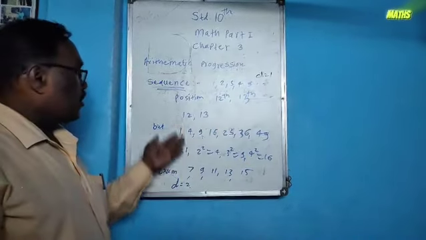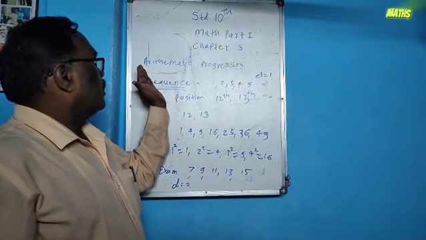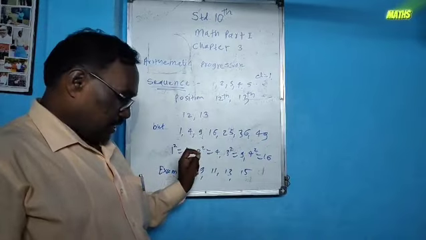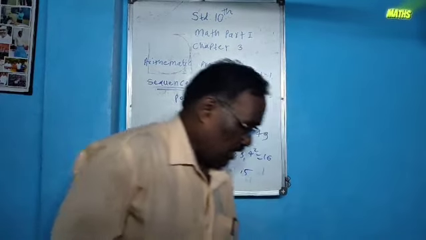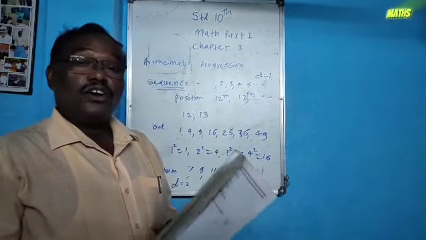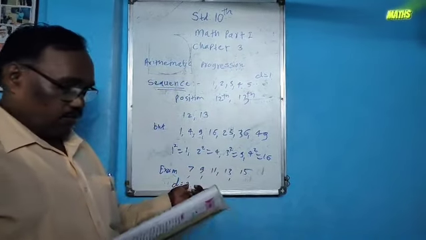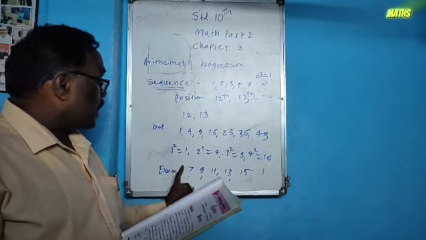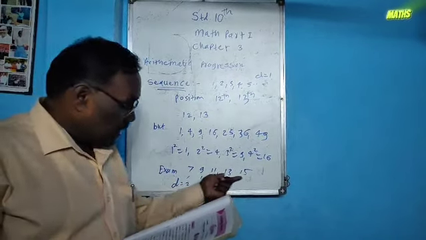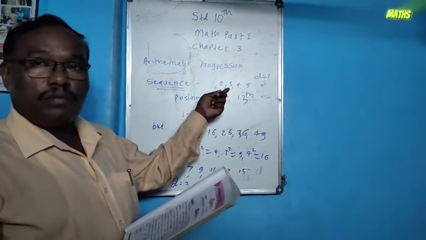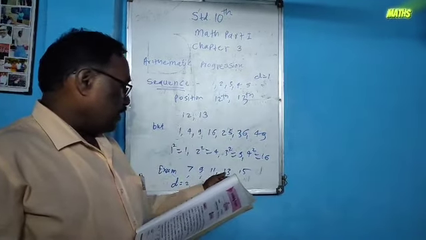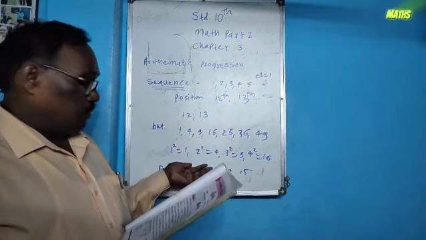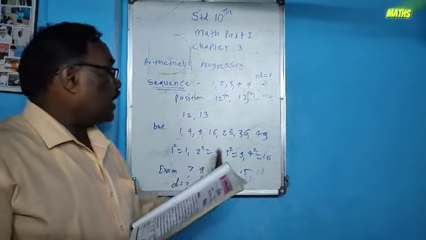These two examples are called a sequence. Sequence means a set of numbers, where the numbers are arranged in an order. This is the arrangement of numbers: 7, 9, 11, 13, 15. These are the arrangement of numbers in an infinite order.